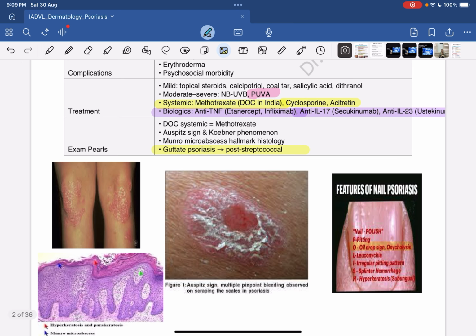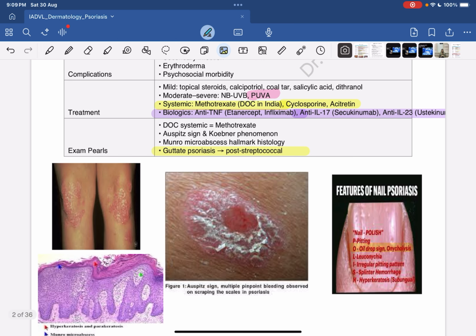Look at the pictures. Auspitz sign, there will be pinpoint bleeding after scraping. The nail psoriasis, remember as POLISH. So pitting, oil drop sign, onycholysis, leukonychia, irregular pitting pattern, splinter hemorrhage, hyperkeratosis. Okay, this is about psoriasis.